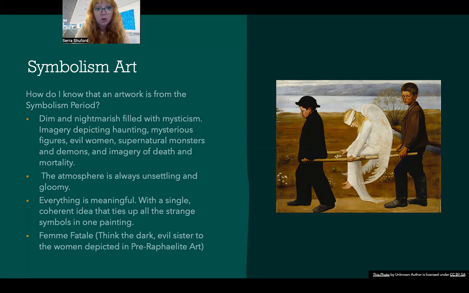We also see this theme that carries through of the femme fatale, which is the thought that she is the dark and evil sister of the women depicted in the pre-Raphaelite art. So like in this painting that we see here, of this angel woman being carted off by these two boys, there's just this ominous, darker feeling than the pretty pre-Raphaelite women that are just depicted doing nice, ideal things.